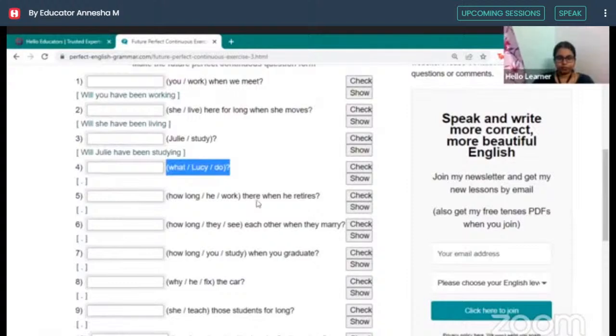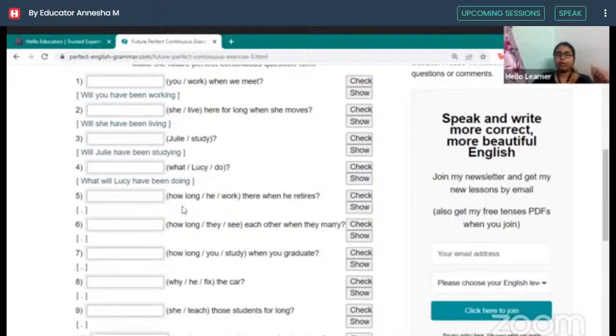What will Lucy have been doing? Correct. Very good, Abhay. Negative, Abhay? What will Lucy not have been doing?